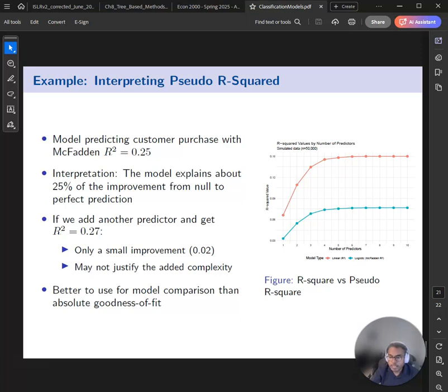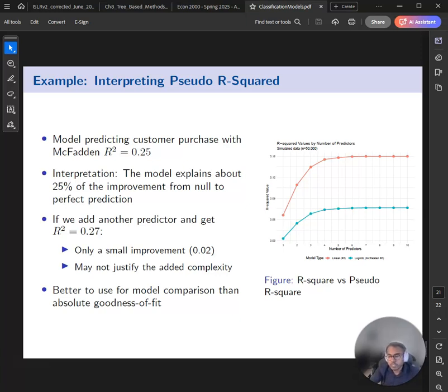Now, if we add another predictor to our model, the R-squared increases to 0.27. So that only means a small improvement of 0.02. We need to ask ourselves, is this additional complexity worth such a modest gain in predictive power? Often the answer might be no, especially if we value the model for simplicity and interpretability.